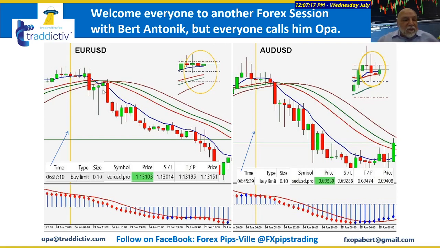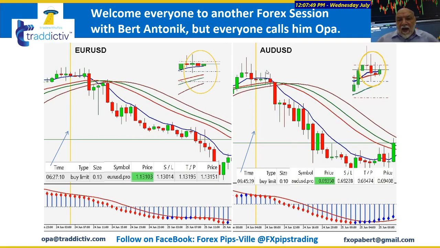We were trying to get nickels and dimes and pennies when we should have been watching for dollars, right? This was the real trade right here. And that went for about, depending on where you got in, at least somewhere between 50 and 70 pips. So that was a nice trade that we missed simply because of time pressure.